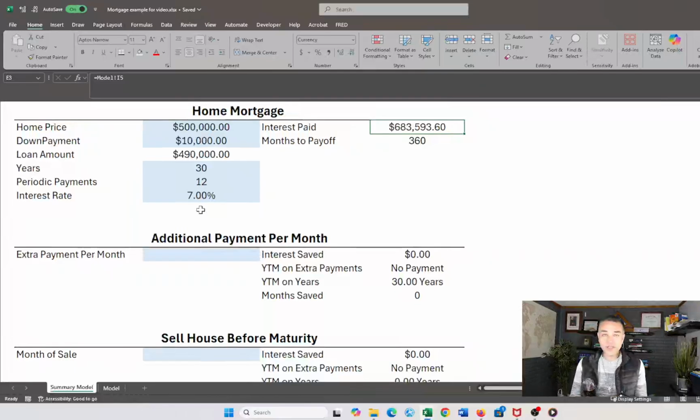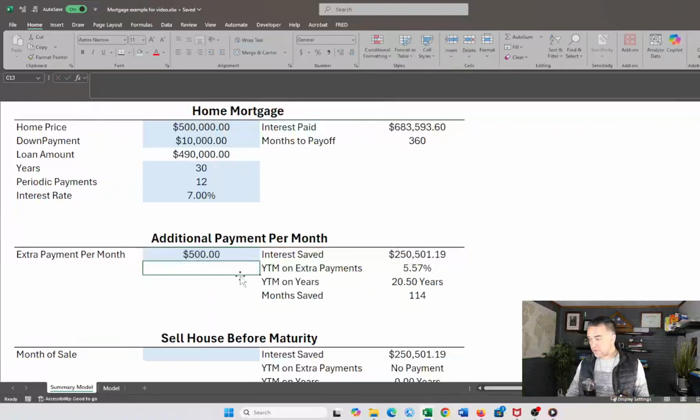But what I wanted to create was, if you put an additional payment, let's say $500 every single month, I want to know how much interest you saved, okay? How much interest you saved off of that $500 per month. So if I hit $500 per month, you will save $250,000.